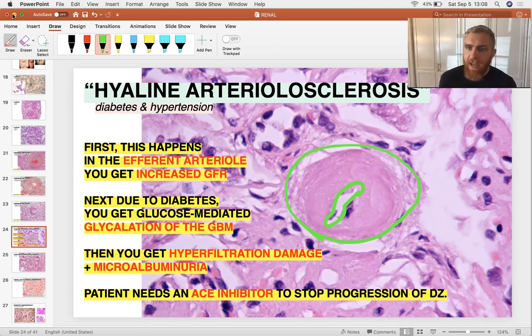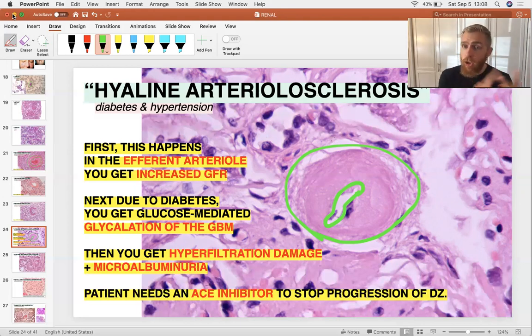We need to mitigate the vascular component of this damage by taking stress off the kidney and lowering that GFR. How are we going to do that? Let's start them on an ACE inhibitor, because an ACE inhibitor preferentially vasodilates the efferent arteriole where all of this hyaline arteriolosclerosis is occurring. So that's your treatment for these patients.